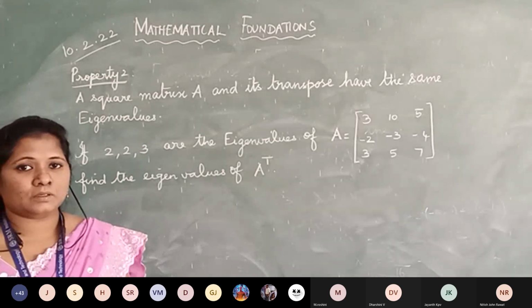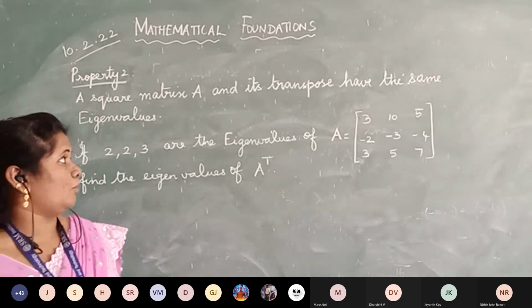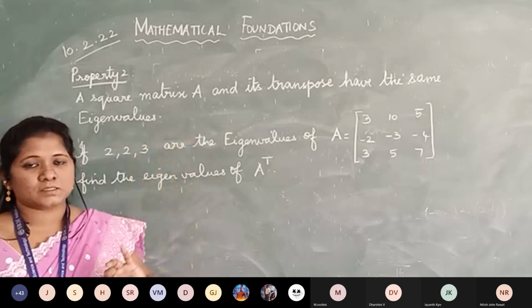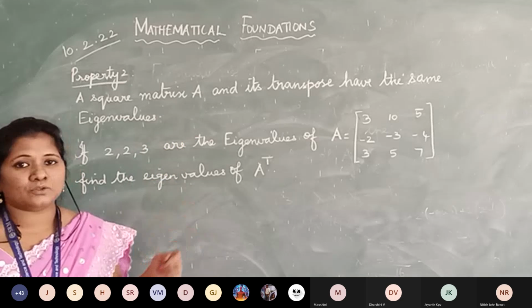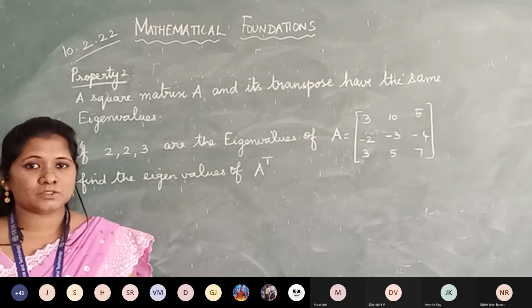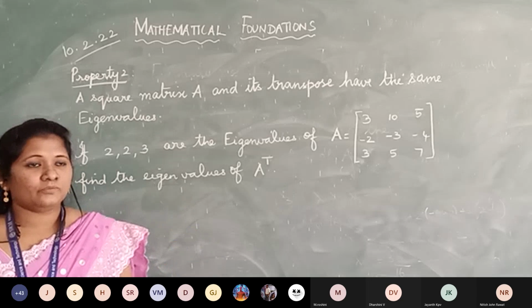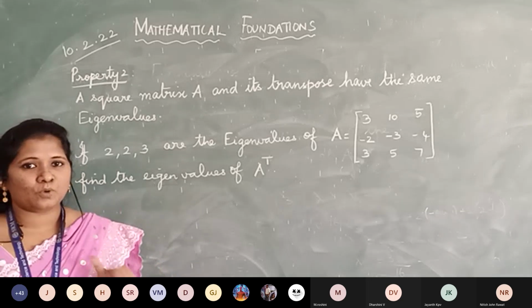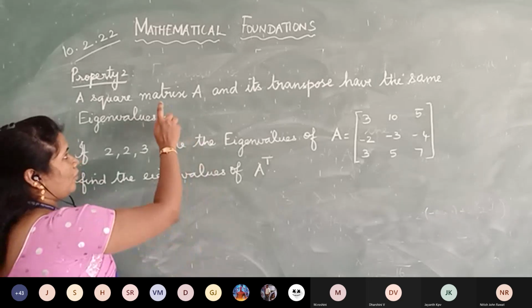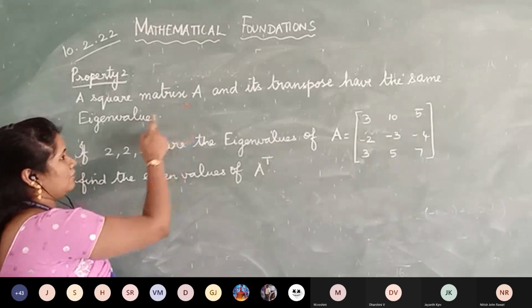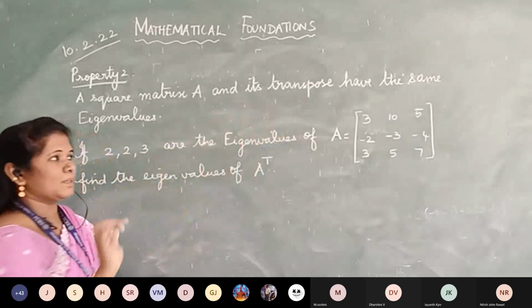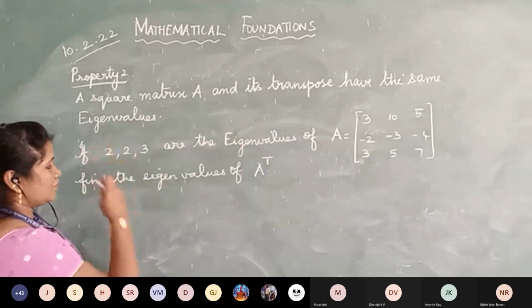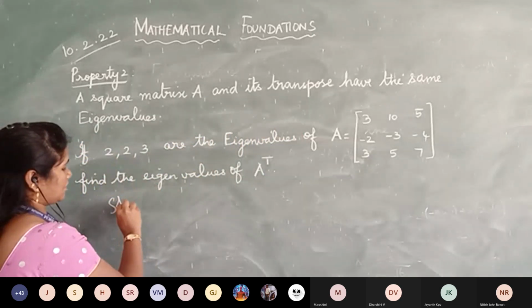So if you don't remember this property, what will you be doing? You will again start to find your characteristic equation, then solve it and get the values. Whereas if you remember this property, what does it imply? Whatever matrix A, the same matrix's transpose will also have the same eigenvalues. So because of this property, you can write it in the solution.